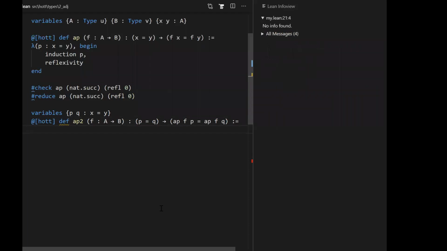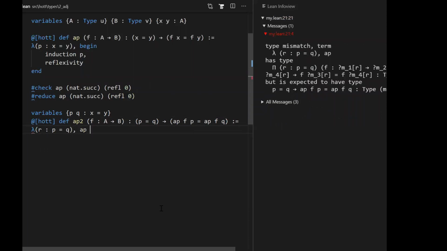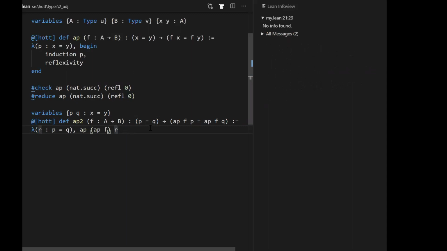And I can actually define this using the AP function itself. I'm going to assume, say, r, a two-path from p to q. And since AP f is itself a function from the path x equals y to f of x equals f of y, I can plug in r and I'll get exactly this type as defined here.